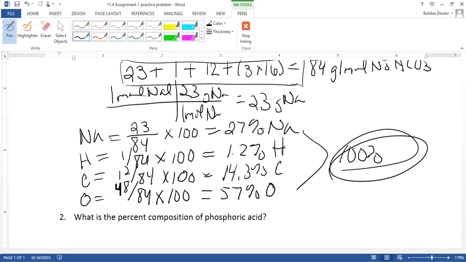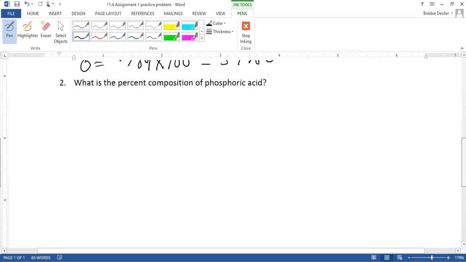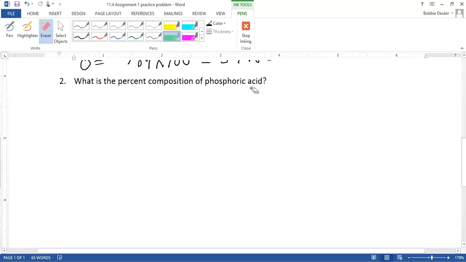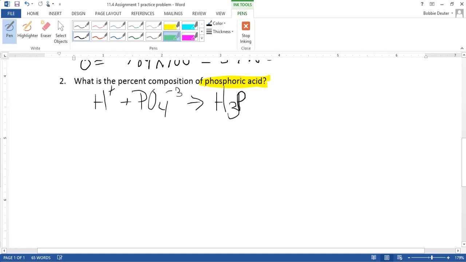Okay, so let's do a couple more. So let's do the percent composition for phosphoric acid. Okay, phosphoric acid, again, we have to make sure that we have the chemical formula. This is an acid, so ic goes to ate, so that would be phosphate. So phosphate is PO4, has a -3 charge. We always have hydrogen first, +1. So the chemical formula for this is H3PO4.